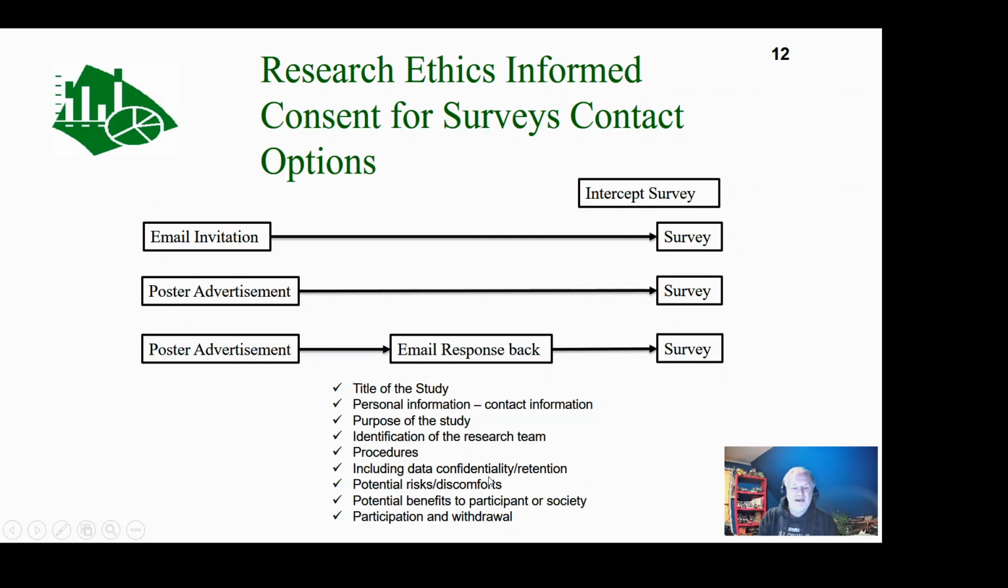Now, there's a number of ways that you can contact someone to have them complete a survey. It could be an intercept survey. You walk up to them and ask, would you be willing to complete the survey? For example, for the ESL program, the researchers went into the classroom and asked people, would you be interested? They read the consent out to them and gave them the consent. They signed off if they were interested, and then they filled out a paper survey.